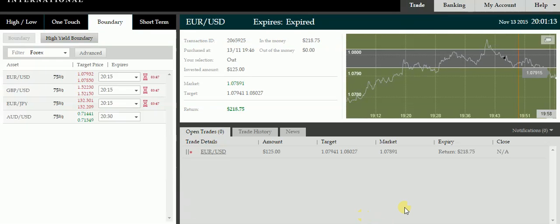So we have lost 2 trades which we recovered with the next trade. So this was a recovery trade with a gross return of 218.75, and you have seen on this live analysis the trades that we took that have finished in the money.